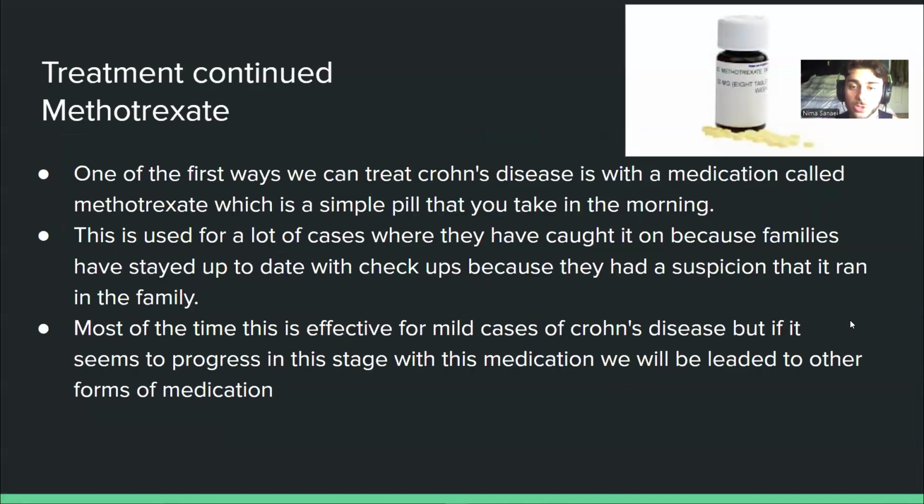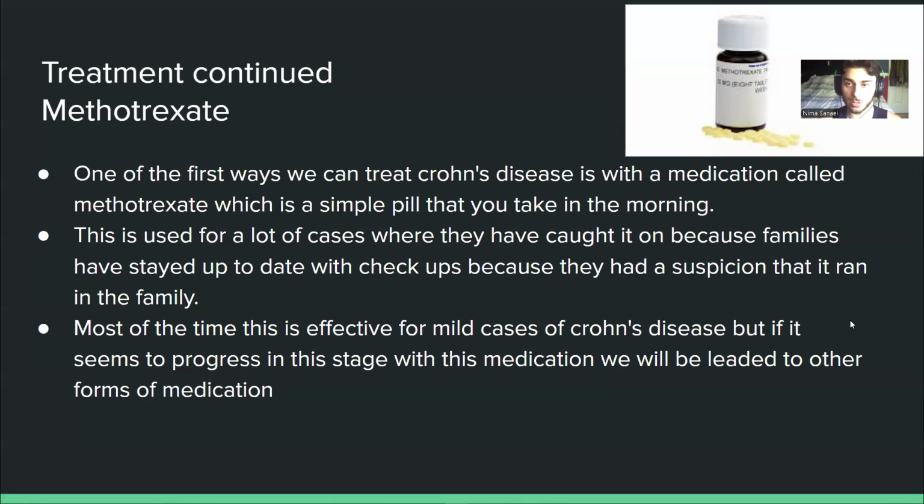Methotrexate is one of the ways we can treat Crohn's disease, and it's a medication that is a simple pill that you take in the morning or in the afternoon, depending on your case. This is used for a lot of cases where you have caught it in families, and basically you know that you have it in your genetics, and you're making sure that you can catch it early for your offspring. Most of the cases, it is in mild cases of Crohn's disease.